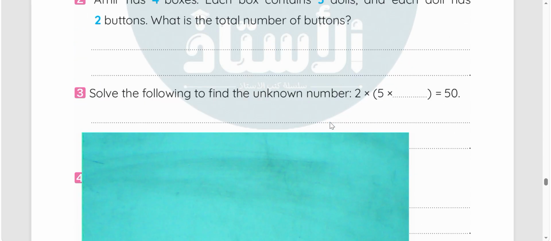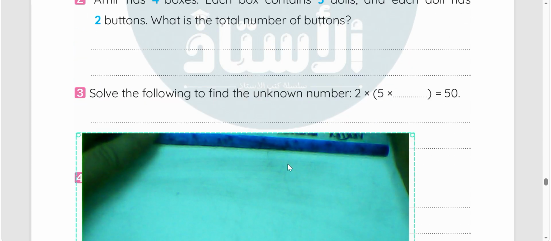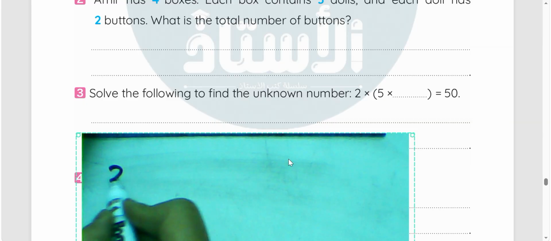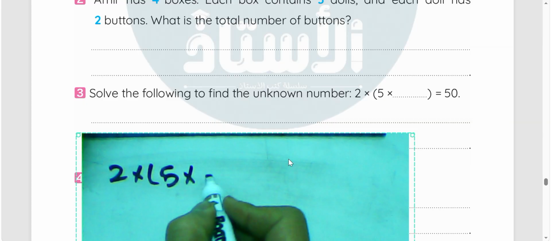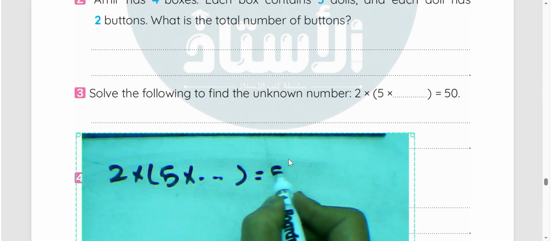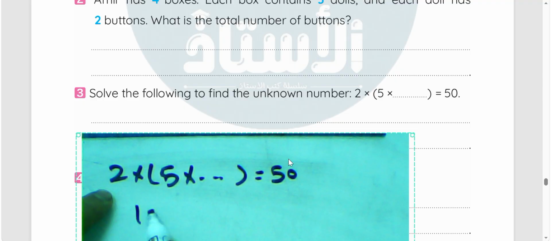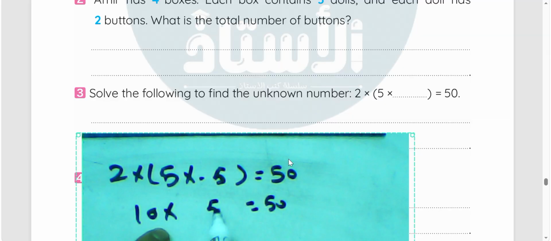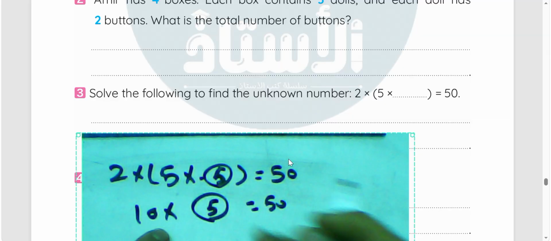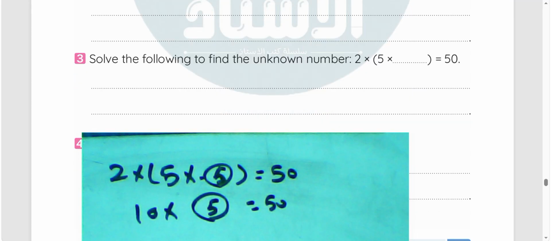24 buttons. Next question. Solve the following to find the unknown. We have 2 times 5 times what equals 50. We know 2 times 5 equals 10. 10 times 5 equals 50. Right here, 5. Okay, then the missing number is 5. Write 5 in the space.